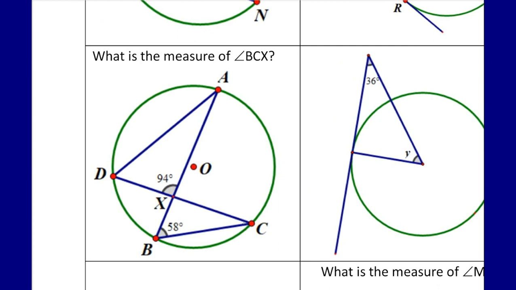BCX, so BCX, we have our bow tie rule or bow tie theorem. So we have 94 over here. So that means that this angle here is going to be 180 minus 94 minus 58, which gives us an angle of 28 degrees.